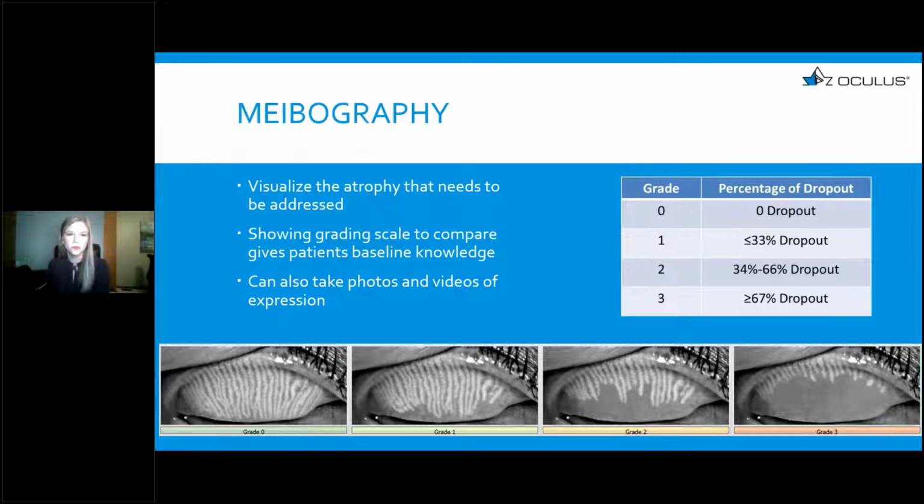And then of course, the meibography. I really don't think you can treat dry eye without having meibography, okay? It's really like treating glaucoma without an OCT.